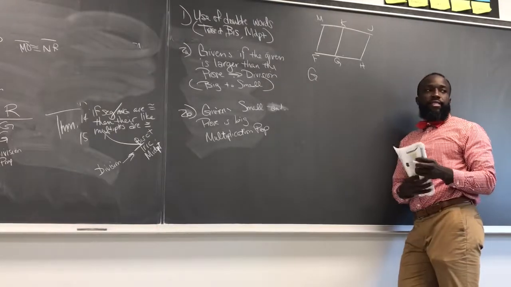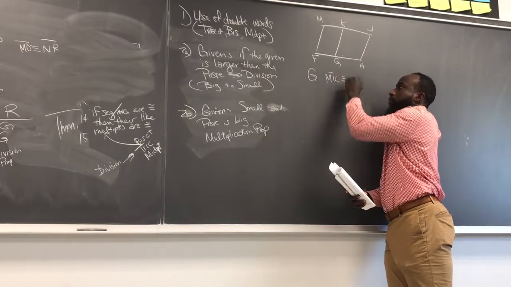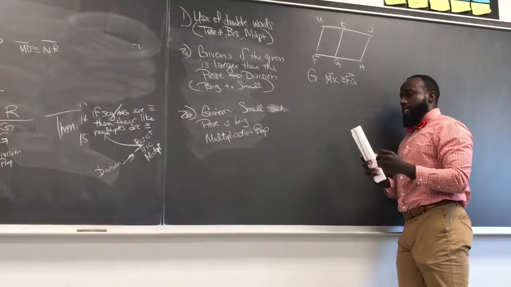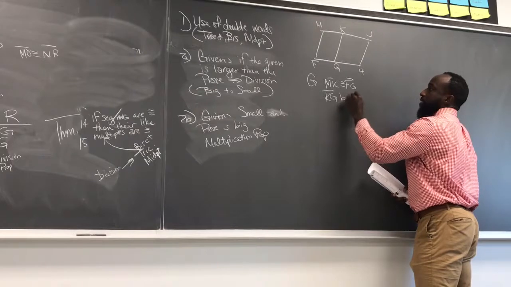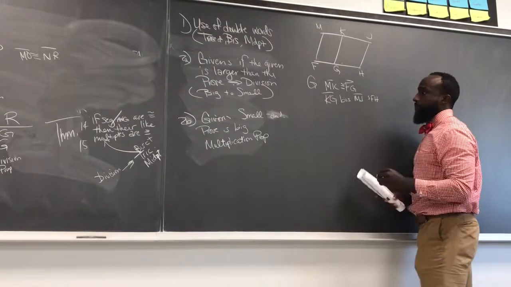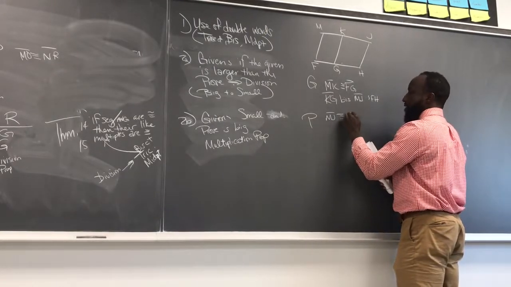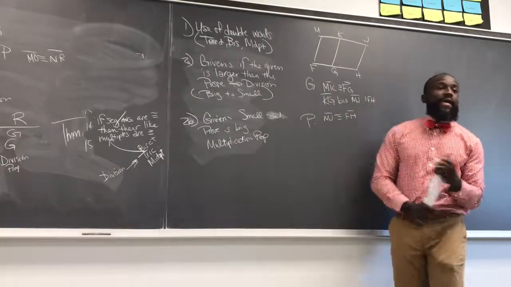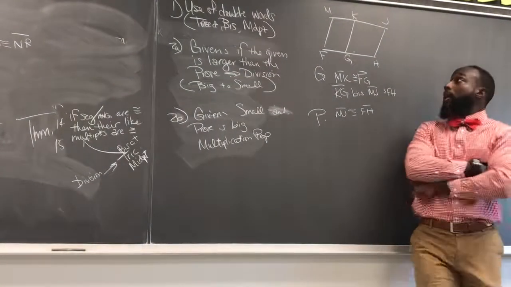Here's the given information. MK is congruent to FG. Then it says that KG bisects MJ and FH. You have to prove that MJ is congruent to FH. So, MK and FG: big or small? It's small.